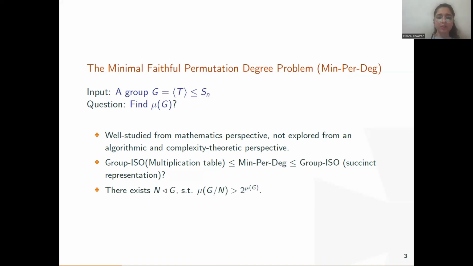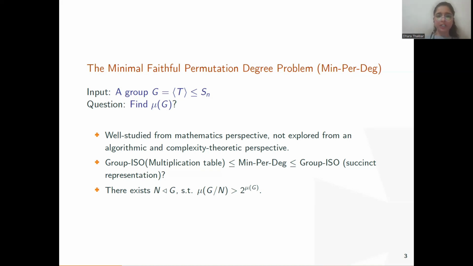Also, when we work with permutation groups, there are certain cases when we could not use all the permutation group algorithms for the quotient group itself, because there might be certain quotients which might have the minimal permutation degree exponentially larger than the group. So we could not represent certain types of quotient in general. That's why we are interested in this problem.